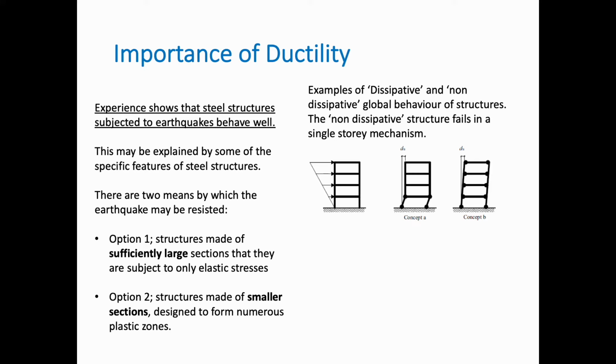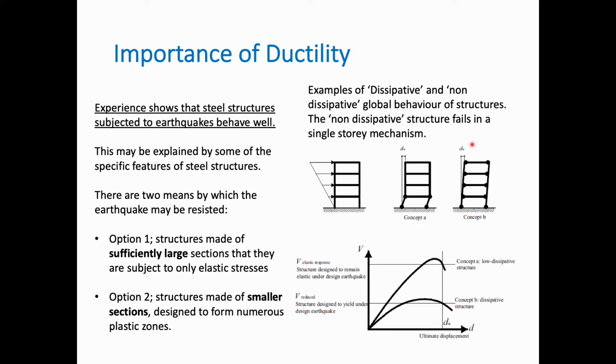So, some examples of dissipative and non-dissipative global behavior of structures. Of course, the non-dissipative ones will fail in a single-story mechanism, like you see in concept A, whereas if there is a dissipative structure, then the whole frame will drift. There will be distributed plasticity over the number of floors, but it will not collapse.